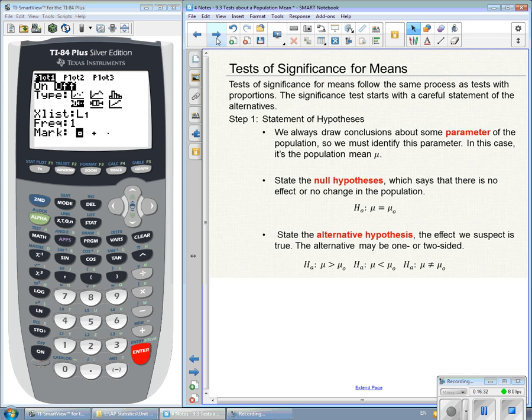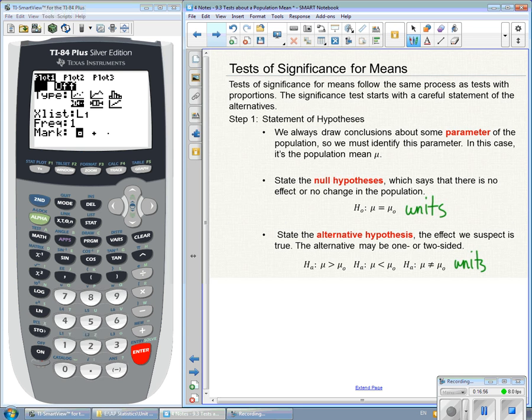We start with a statement of the hypotheses. Remember that our hypotheses are always in terms of the parameter, which is the population mean in this case. Remember too, when you're dealing with means, you always want to include units. You didn't have to do it for proportions, but you do need to make sure that you include units for your hypotheses. So we always want to define the parameter and then state our hypotheses.